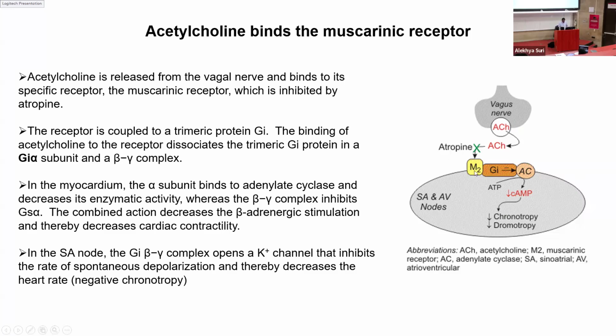So once the M2 receptor is activated, the Gi will get activated, and then the Gi will go and bind to the adenylyl cyclase and prevent cyclic AMP production. At the same time, the beta gamma complex can also open the potassium channel in the SA node. That will inhibit the spontaneous depolarization, and thereby it reduces the heart rate. So it reduces the PKA activity and also the heart rate. So your entire heart rate and cardiac contraction will go down. So this is in resting conditions.